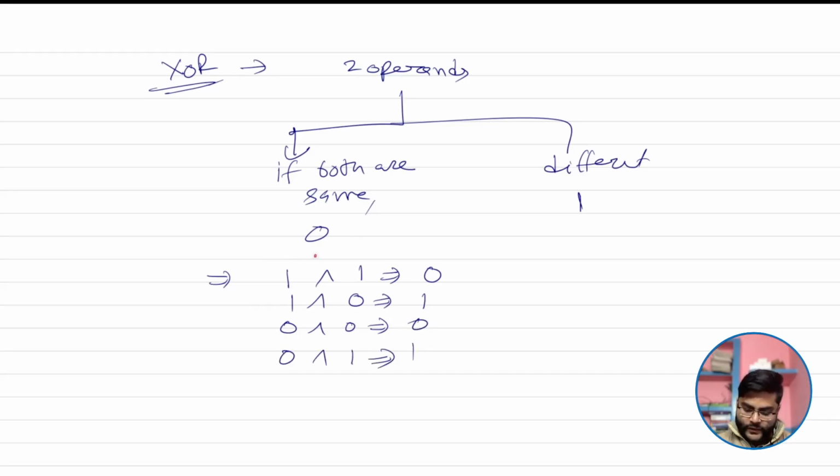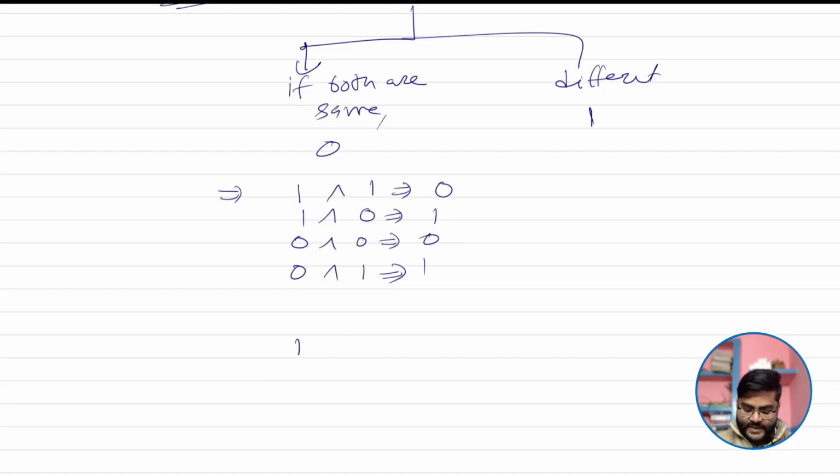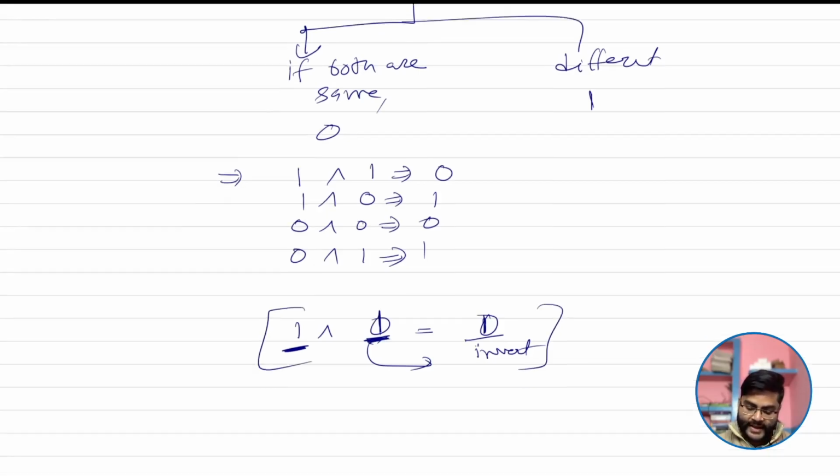Okay, so if you carefully see this, if I take XOR with some number, it will invert the answer. Correct? If I take, let's say, 1 XOR anything, whatever the number will be, it will invert this. If I take 0 here, it will be 1. If I take 1 here, it will be 0. So if I take XOR with 1, it will invert the bit.